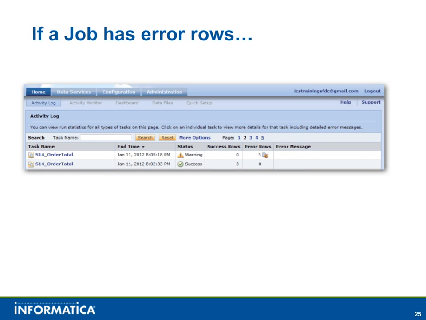If the status column contains the warning icon, the job completed but with error rows. You can check the error rows column to see how many rows had errors. To open the error rows file for the job, click on the icon next to the number in this column. This will open the error rows file.